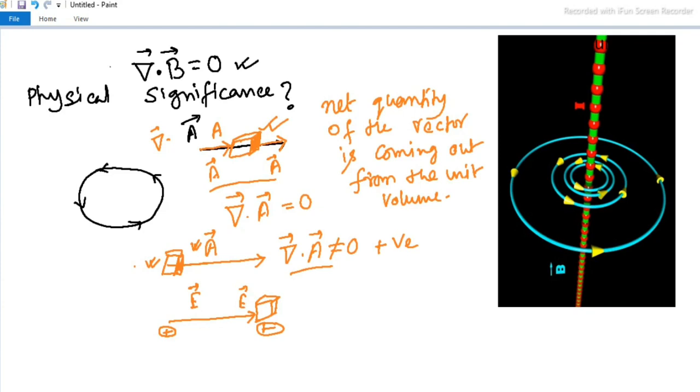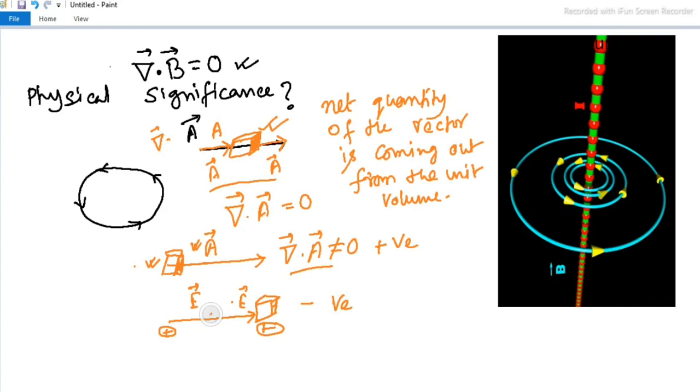Now how much quantity of field is coming out from the volume? Nothing. The quantity which is coming out from the volume is 0. So what is the net quantity? Input is E, output is 0. So you will be getting some sort of value, but it will be negative. So here you are going to get a negative divergence.